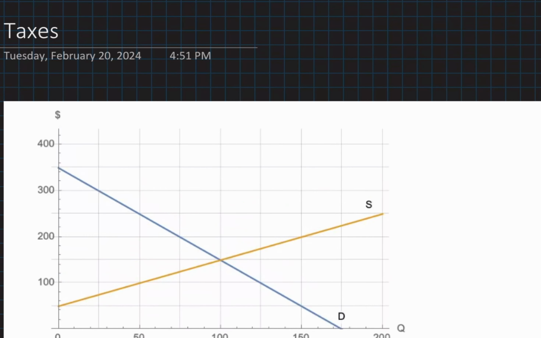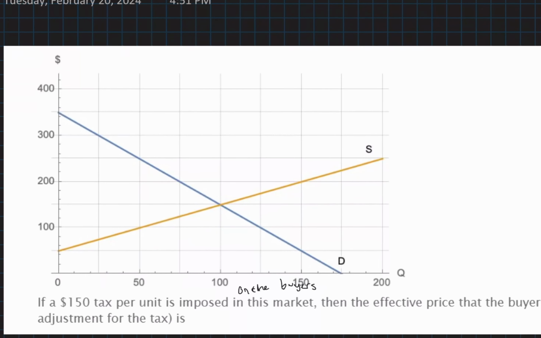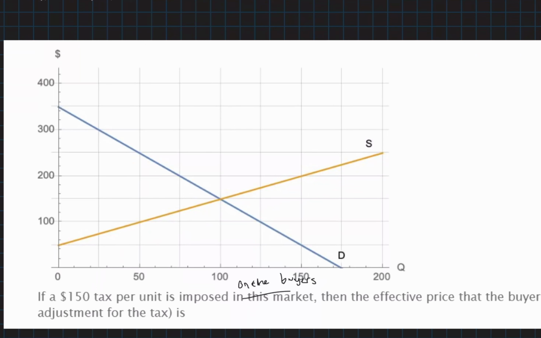So the first thing to note is sometimes with these questions, it doesn't here, but sometimes it'll say the tax is imposed on the buyers or on the sellers. Oh, you can't see that, sorry. It's imposed on the buyers or on the sellers or whatever. It doesn't matter who it's imposed on. It doesn't affect the question at all. It's just there to throw you off. So just ignore that. So in this question, it says $150 tax per unit.